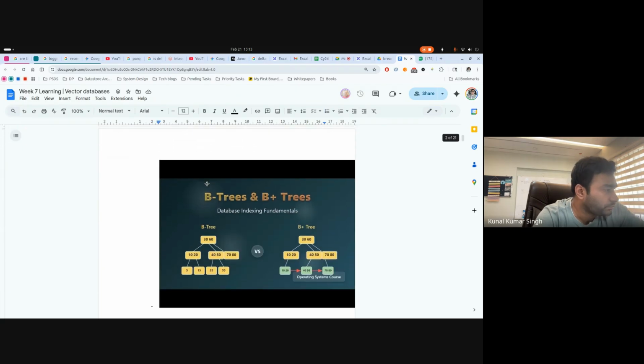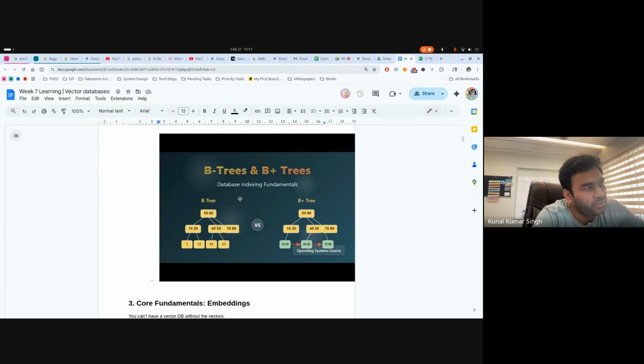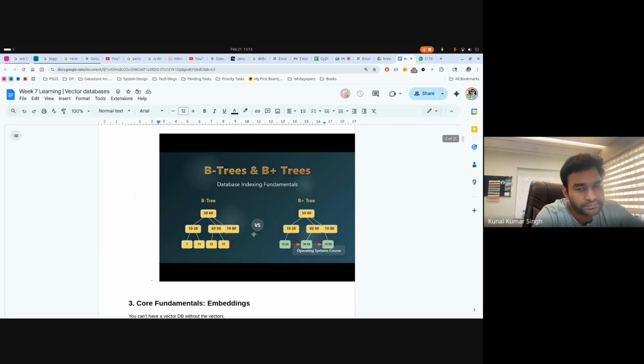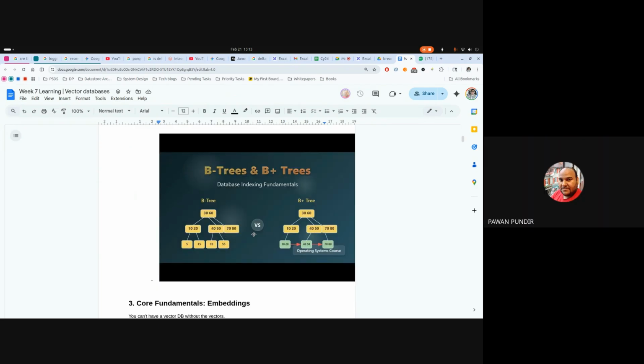Right? So we will see what kind of indexes can be supported in the HNSW index. I hope this indexing part is clear, right? Yeah, sure. Okay, sir.